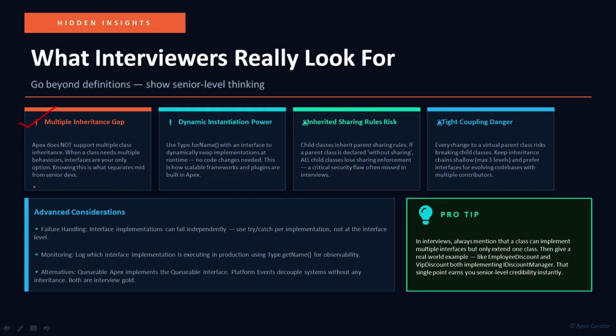A third follow-up could be, when would you actually choose an interface over inheritance in a real project? Here you can say that you would use an interface when you have unrelated classes that need to share a common action, or when you are building something flexible where different developers might plug in their own logic. You would use inheritance when you have a clear parent-child relationship and want to share and reuse actual code.